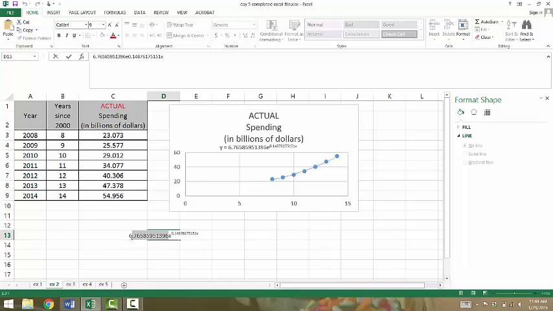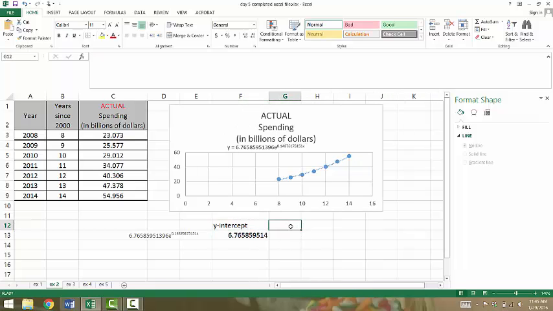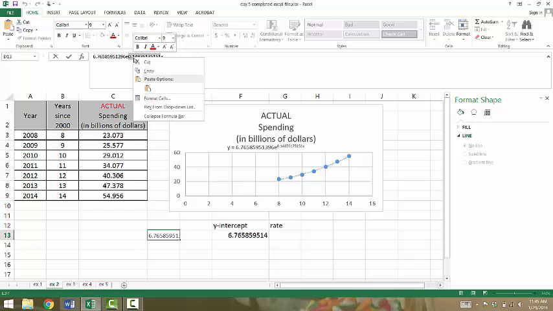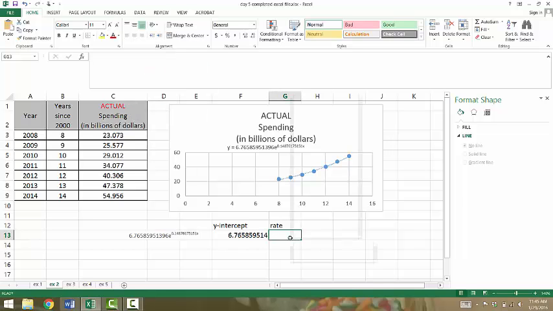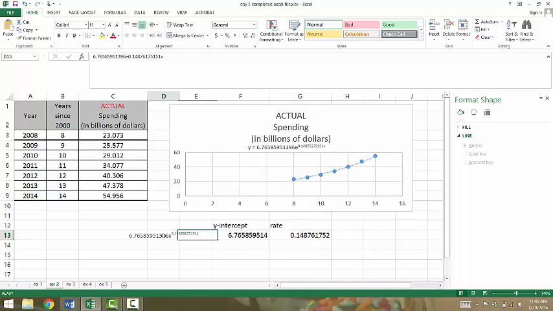I'm just going to take this first parameter, which is the y-intercept, and copy that. And I'm going to label right above, y-intercept is this number out to 11 decimal places. And then I'm going to come over here and write down the rate and copy and paste that value. There it is. Now we know that we can make reference to those values if we want to use them when we're writing our formulas.